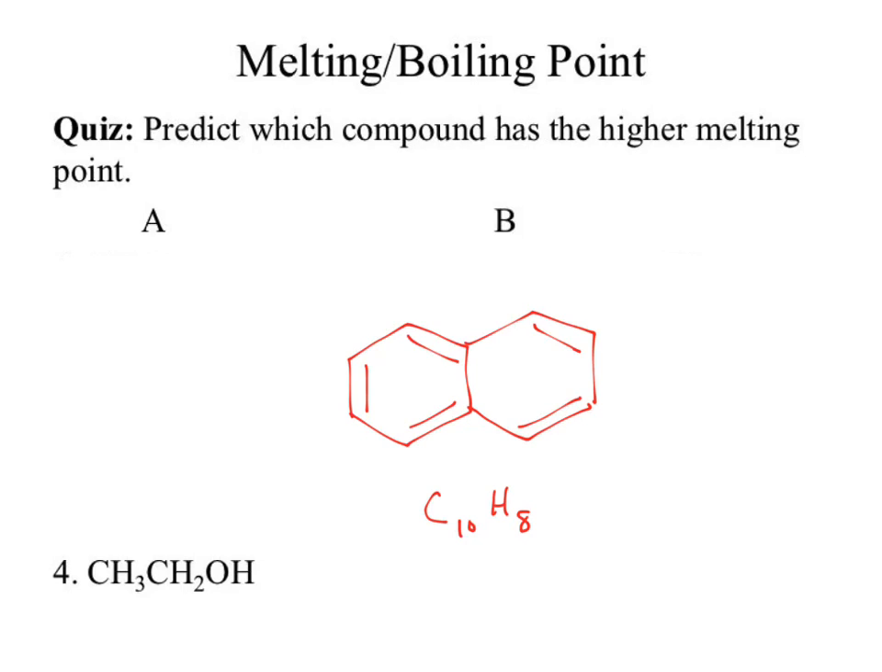But what else changes between these two? The amount of atoms that went into each. There's significantly more atoms in the B structure. So I may have a weak force in B, but I got a ton of that weak force.